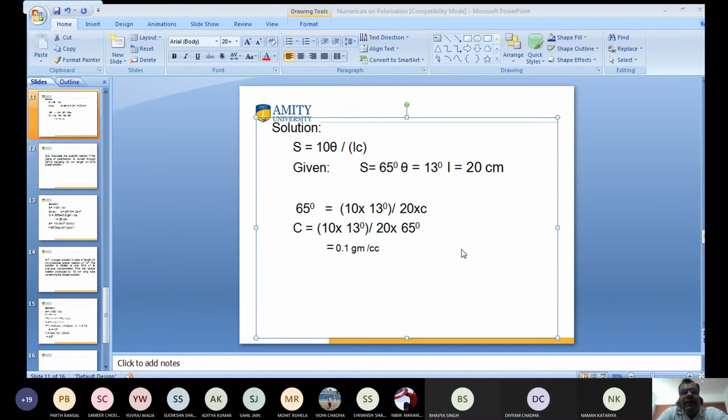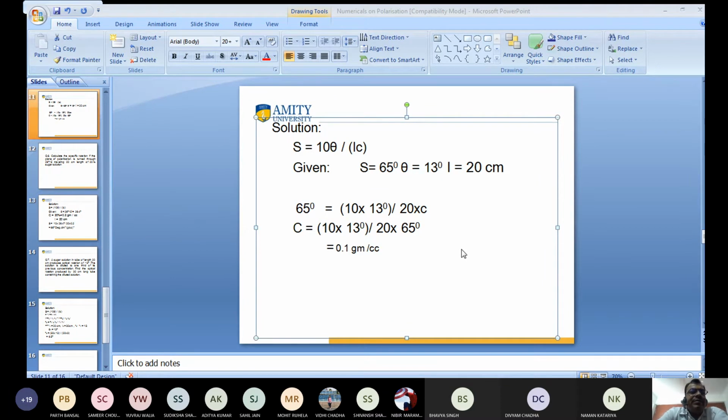Yes, sir. Anyone have doubt? Can someone tell me who gets more than this value? Many people have given the answer as 0.1 gram per cc. That's correct. But many people have given a different answer. It's simple. In a numerical, you should keep the value in the same unit. Clear? Yes or no?